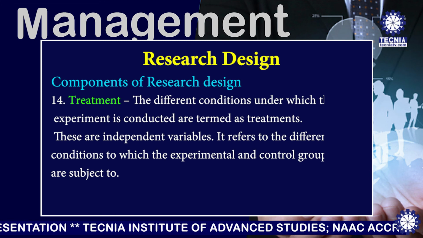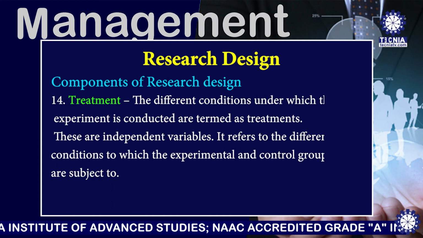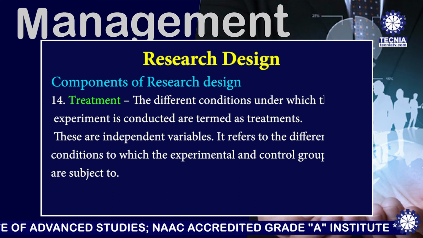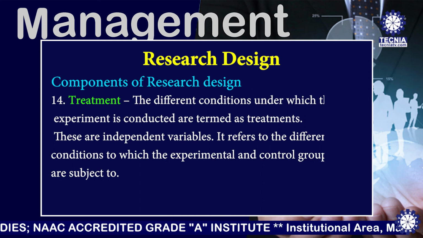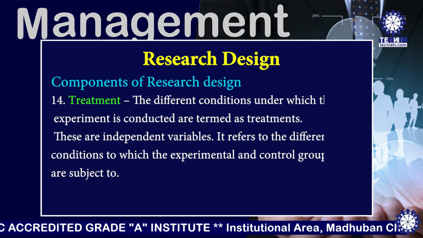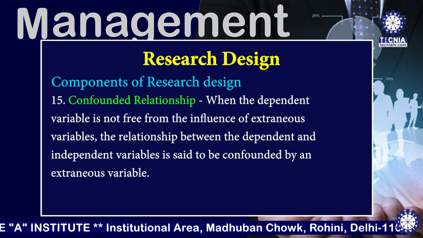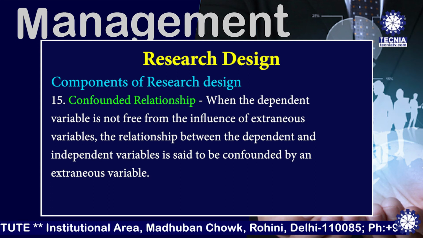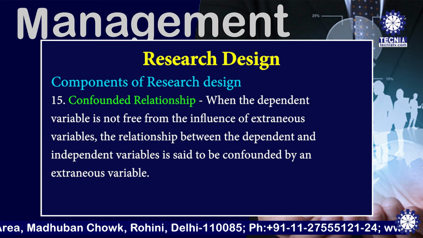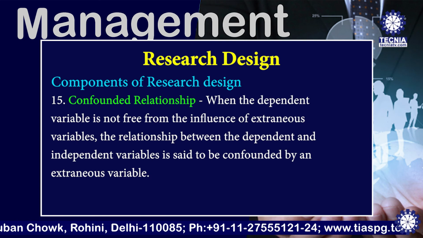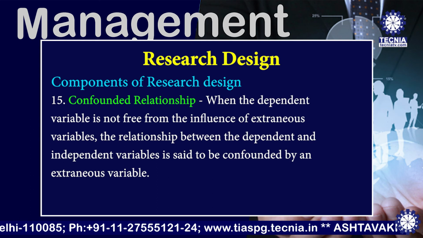The next component is treatment. The different conditions under which the experiment is conducted are termed as treatments. These are independent variables. It refers to the different conditions to which the experimental and control groups are subject. The 15th component is confounded relationship. When the dependent variable is not free from the influence of extraneous variables, the relationship between the dependent and independent variable is said to be confounded by extraneous variables.